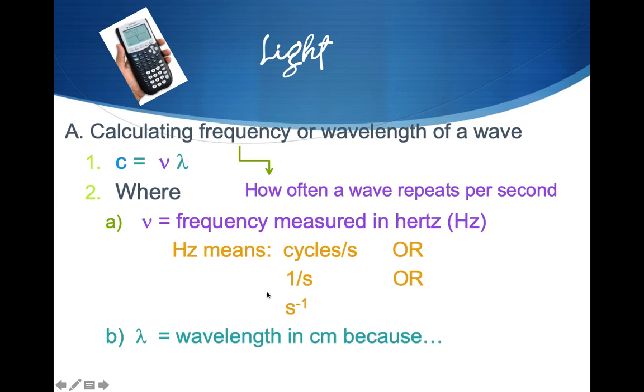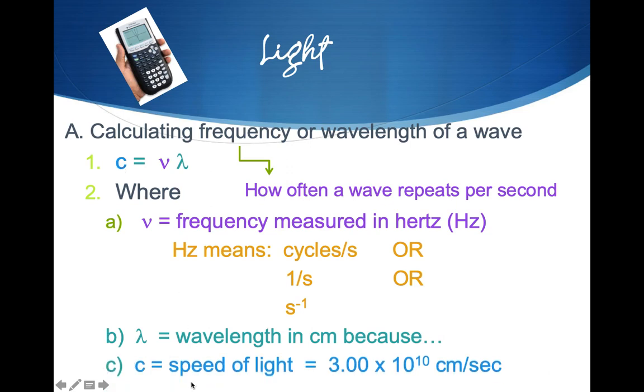anything else, because in this equation, we are using c, the constant speed of light, which is 3.00 times 10 to the 10 centimeters per second. Now, obviously, you could change this and not use centimeters per second, but the one I'm giving you is in centimeters per second. So your wavelength also needs to be in centimeters, so those units will cancel. And then you can either calculate frequency or you can calculate wavelength.